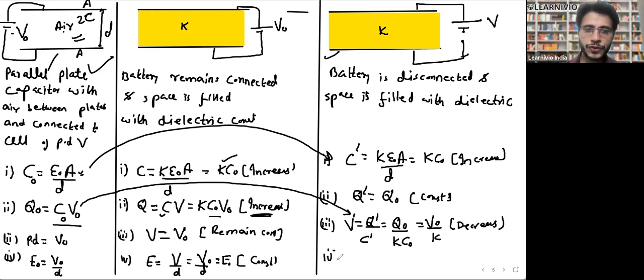If you calculate field E prime, which is V prime by D, and what is V prime? That's V naught by K.